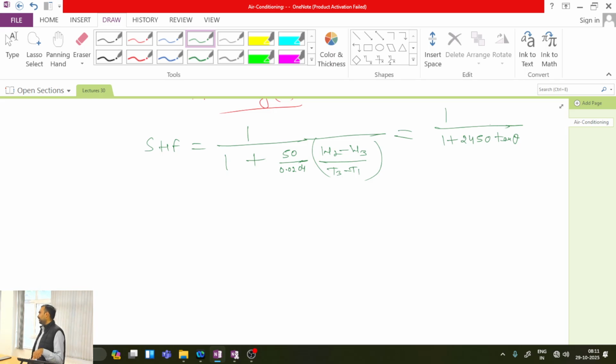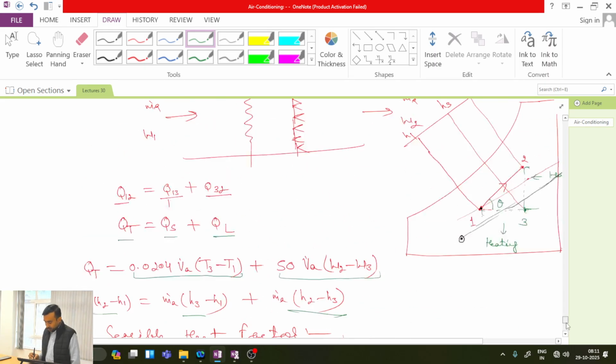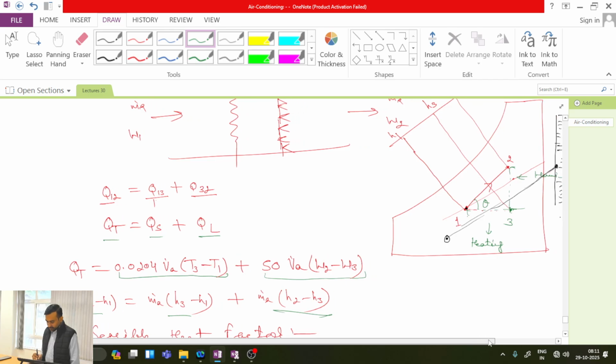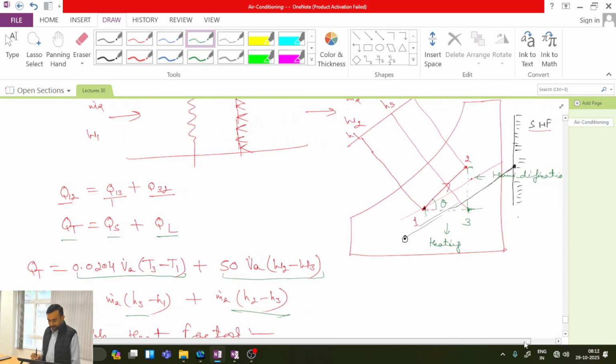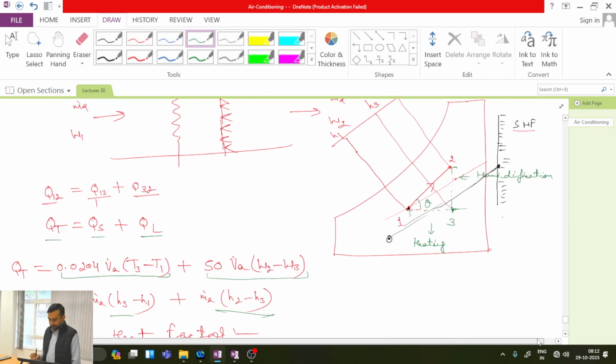Okay, and ultimately it is representing the slope on the psychrometric chart. That is the reason I was explaining the process to you, that usually on a psychrometric chart we have this type of scale also, which is called the sensible heat factor scale.